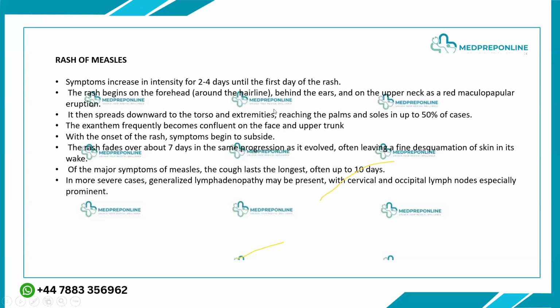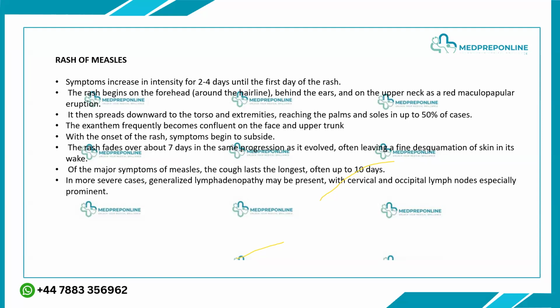Now, what is the rash of measles? We know that there are certain symptoms of measles. We won't be studying the symptoms in detail, but the symptoms increase in intensity for 2 to 4 days until the first day of rash. So we are talking about the prodromal symptoms actually. Prodromal symptoms develop and then they increase in intensity. But when the rash appears, the symptoms settle down, right?